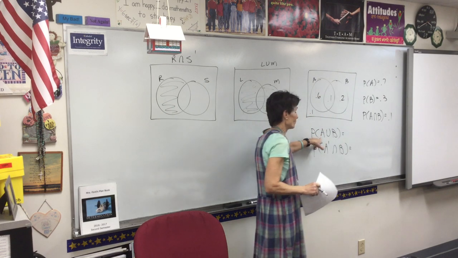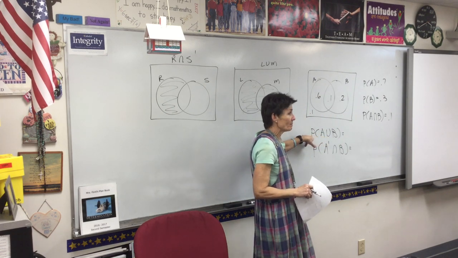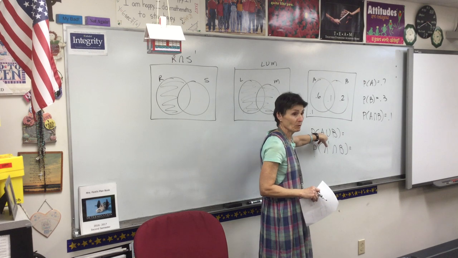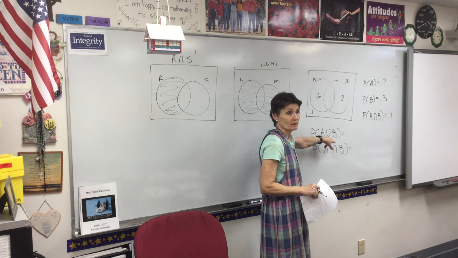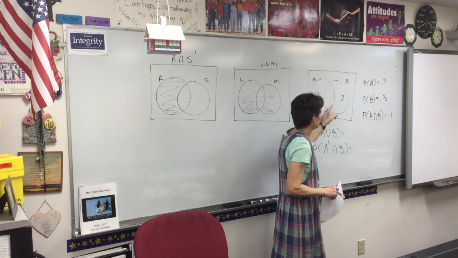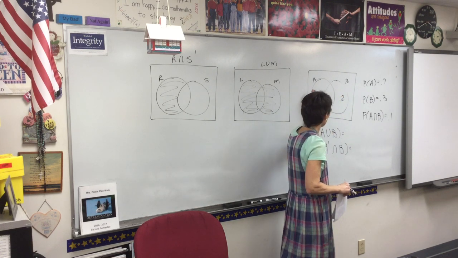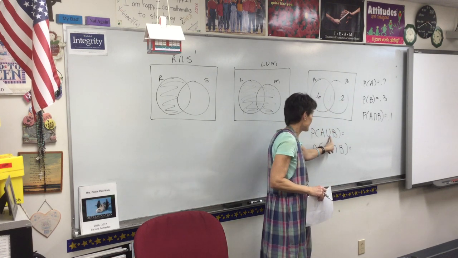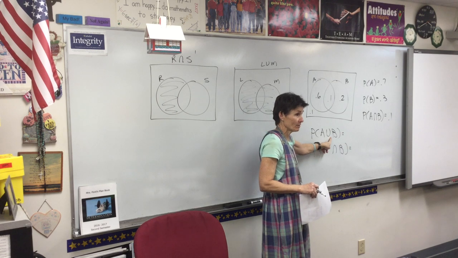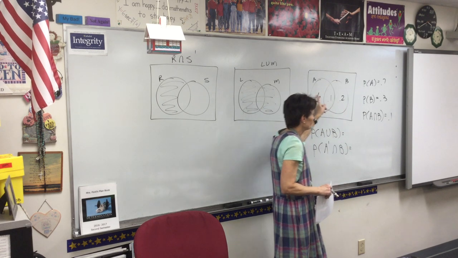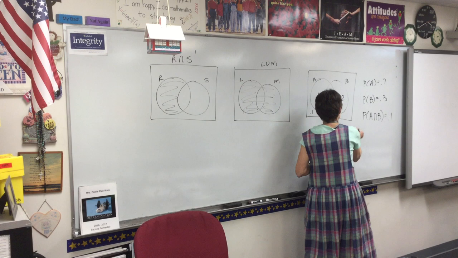All right, so what does this say? What's the probability that I like apples or bananas? So here are all the apple people, here are all the banana people. So all together, this symbol means all together is how much? 0.9.